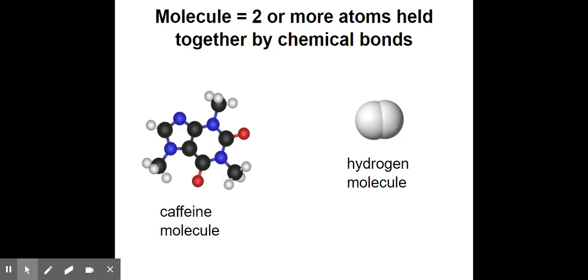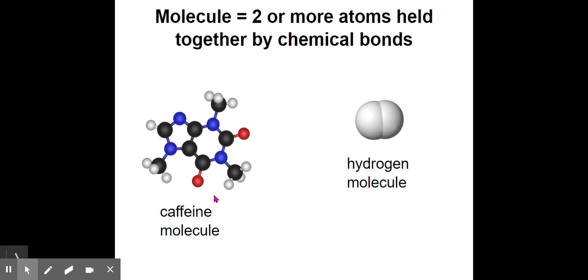A molecule is two or more atoms held together by chemical bonds. So two or more atoms, and they can be the same kind of atom, like here in this hydrogen molecule. This is a different way of showing what molecules look like. This is more realistic, where it looks kind of like two balls smushed together. But it's hard to see the structure. So this ball and stick diagram is easier to see the structure, but it's less realistic. It looks more like this.